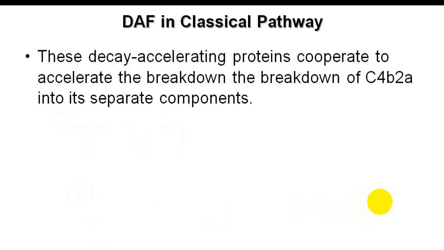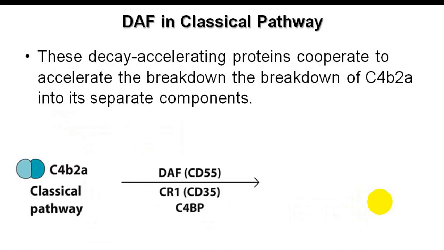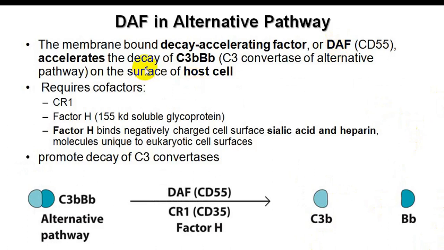Let's see. This is the C4b2a of the classical pathway. Under the influence of decay accelerating factor, CR1, complement receptor type 1, and C4b binding protein, it breaks C4b2a into two separate components, C4b and C2a. Let's see in the alternative pathway, the membrane bound decay accelerating factor accelerates the decay of C3bBb. This is the C3 convertase of the alternative pathway. And it gets into action only when this C3bBb is on the surface of the host cell.